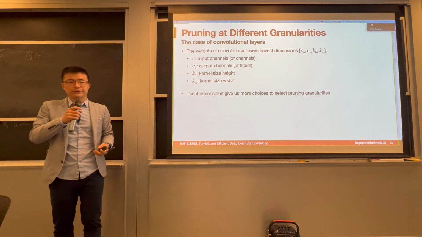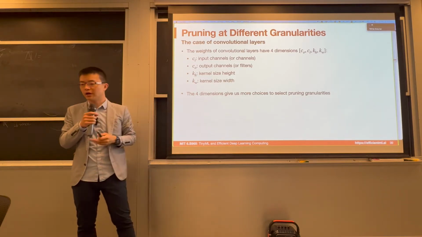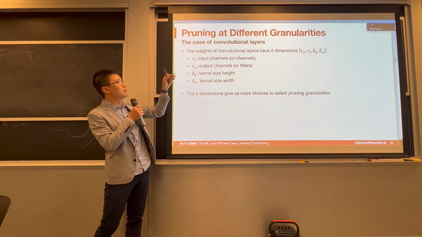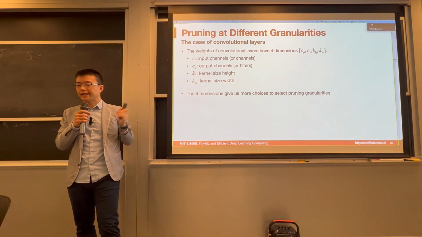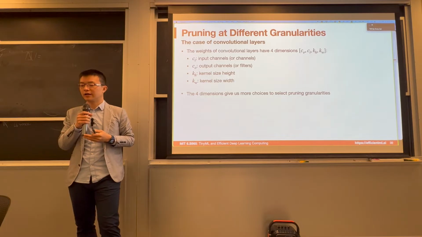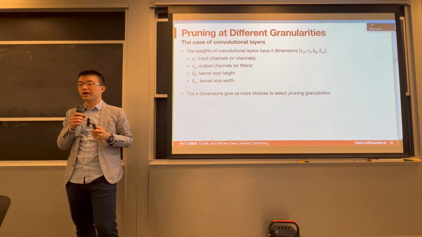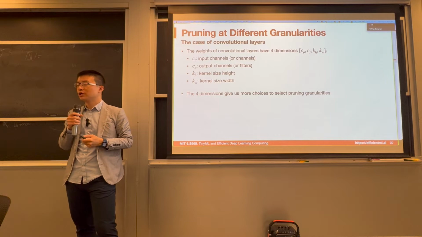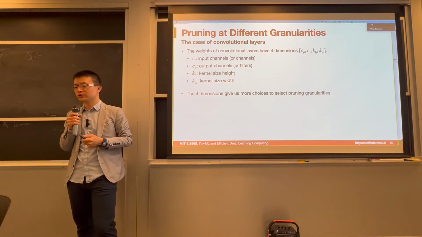In order to do a detailed analysis, let's first review some terminology. CI is the input channels. CO is the output channels. KH is the kernel size of the height. KW is the width of the kernel size. So we have these 4 dimensions, which give us many choices to select different pruning granularities for convolutional neural nets.